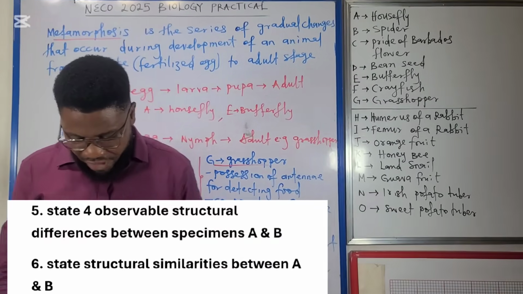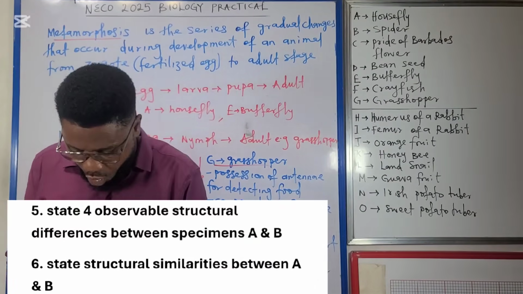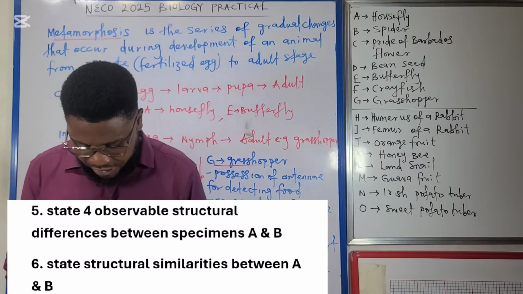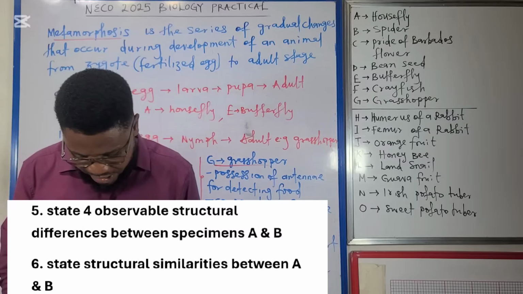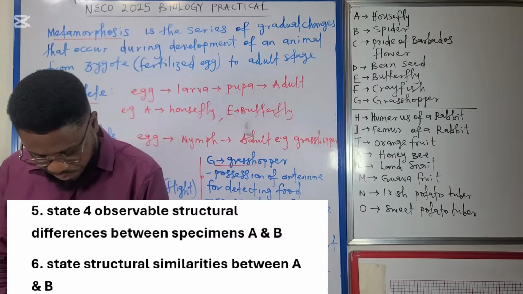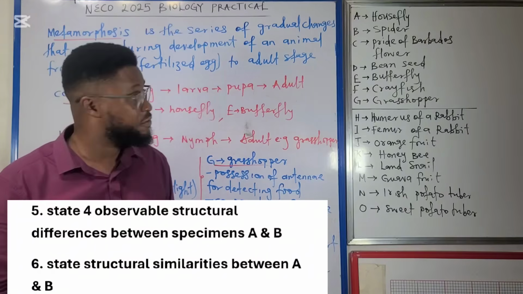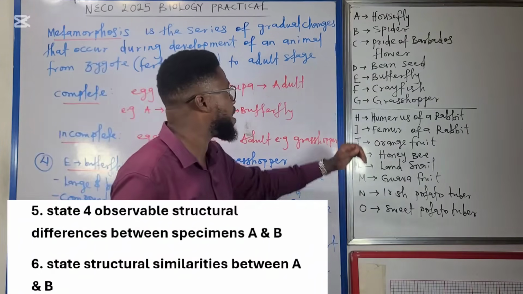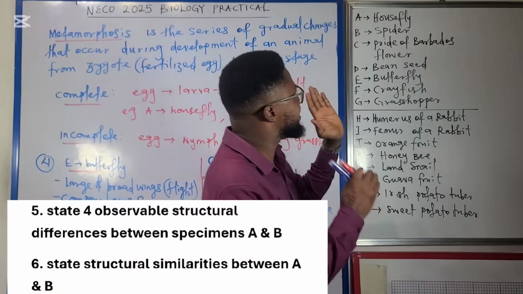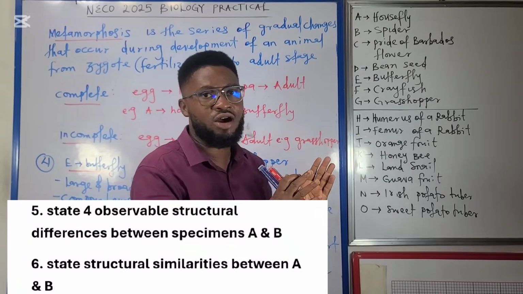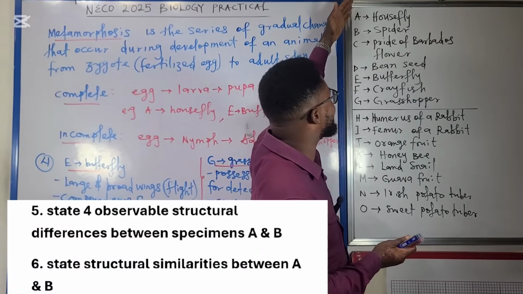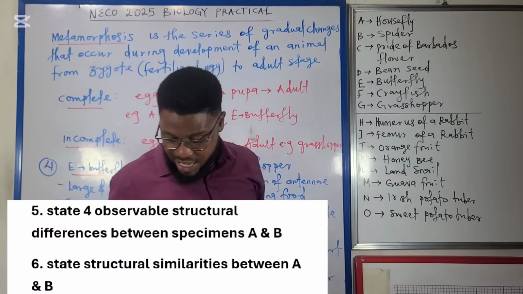Moving on to question 5. Question 5 says state 4 observable structural differences between specimen A and B. Observable structural differences between specimen A and B. So we go back to specimen A and B. What are the observable structural differences that we can see in specimen A and B?